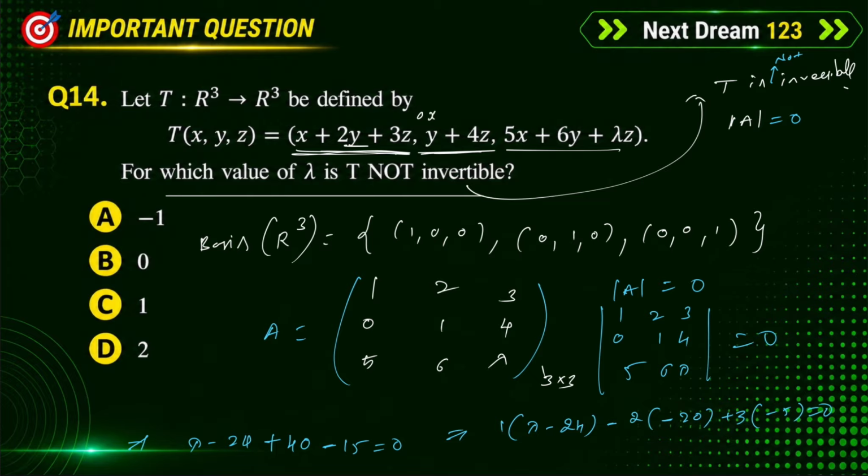Okay, let's calculate all these values. Minus 24 plus 40 minus 15, that is nothing but 1. So lambda plus 1 equal to 0, then lambda equal to minus 1. Lambda is equal to minus 1, that is my answer. Option A is the correct option for this question.